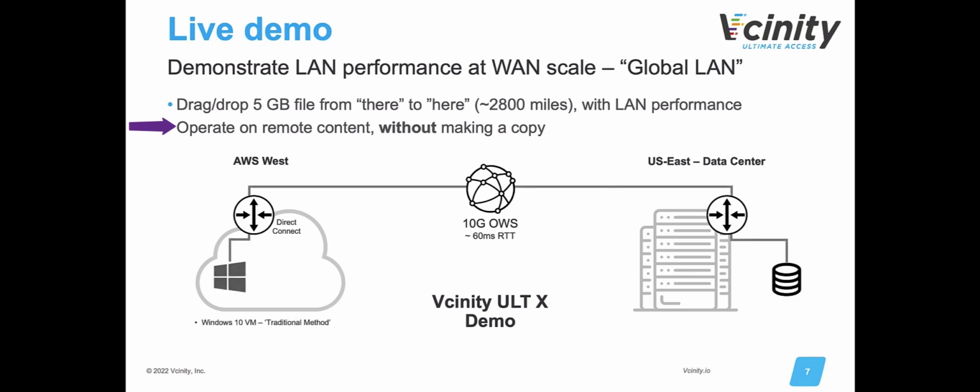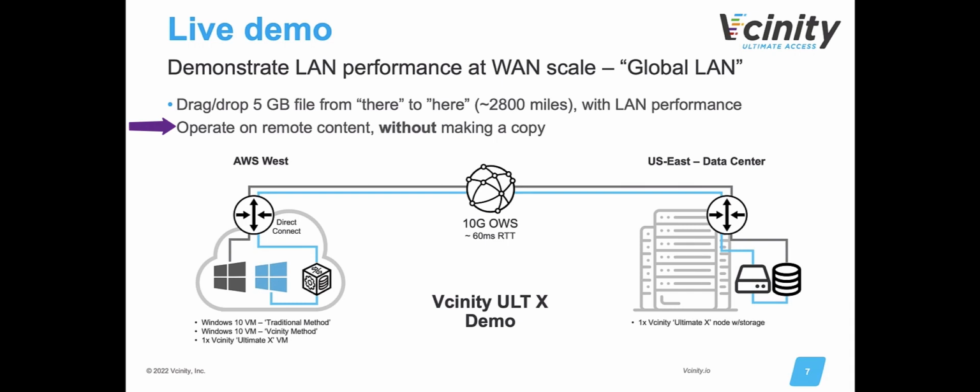You'll see two computers on my screen in just a moment. One has a gray wallpaper. It's a Windows 10 VM in AWS. It's called the traditional method, is what the wallpaper says, and it's just a mapped network drive across the network to a share in our data center on the East Coast. Nothing revolutionary. The second computer has a kind of brightly colored wallpaper, and it also has a mapped network drive across the country to the same share on the East Coast.